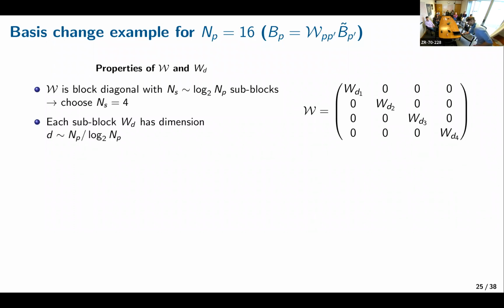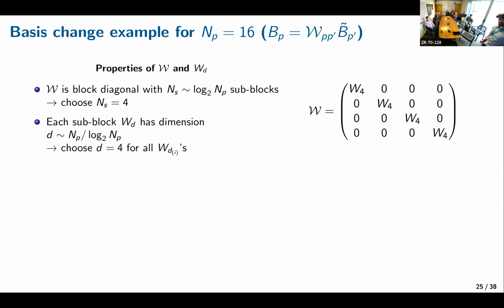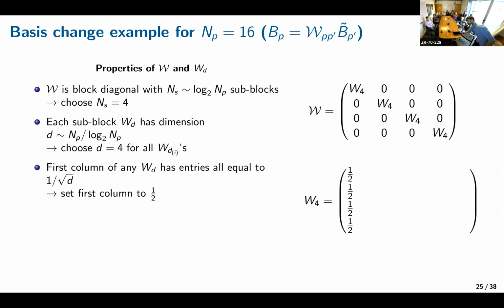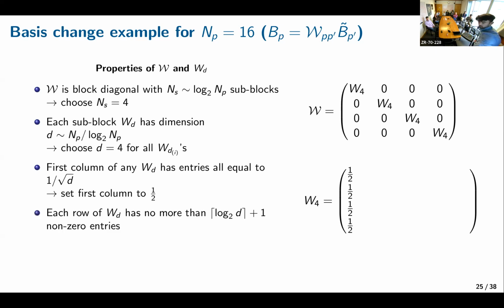And the next property was that each subblock had to have a certain dimension. If you plug in the numbers, we find that each of these subblocks is a 4x4 matrix. Another property was that the first column of any one of these entries had to be a constant. For us, the first column of each of these matrices on the diagonal is equal to 1/2.